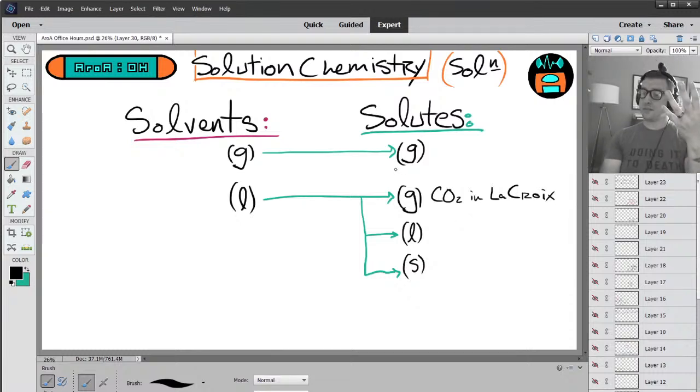When you hear the bubbles coming out, fizzing, I don't know if the mic's picking that up. That is gas, a gaseous solute escaping the liquid solvent of the water. Another example of a gaseous solute in a liquid solvent would be oxygen in water.